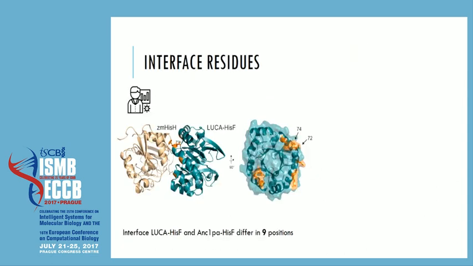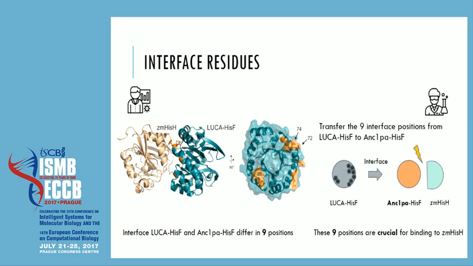As the interface residues are crucial for the binding, we looked at them bioinformatically. By comparing the interface of LUCA HisF and ANC1 PA HisF, we saw that these interfaces differ in only 9 positions. And then we assessed them biochemically and transferred these 9 interface positions from LUCA HisF to ANC1 PA HisF, and now we got from the poorly binding complex a good binding affinity to ZM HisH.